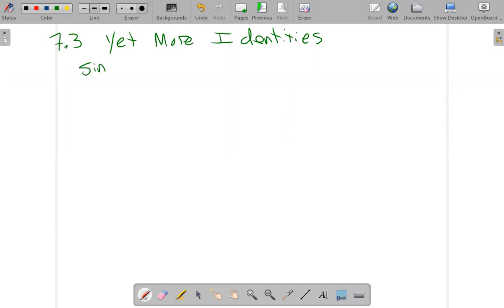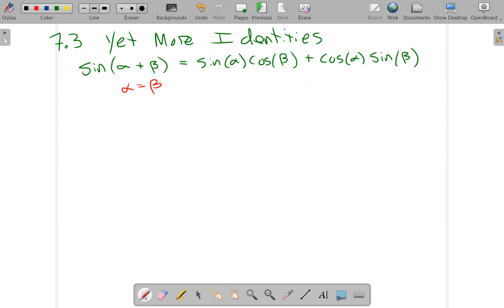sine of alpha plus beta, which is equal to the sine of alpha times the cosine of beta plus, sine always has the right sign, cosine alpha sine beta. And what we're going to do here is we're going to say, well, let's let alpha equal beta. If that's the case, then alpha plus beta is really alpha plus alpha, which is 2 alpha.